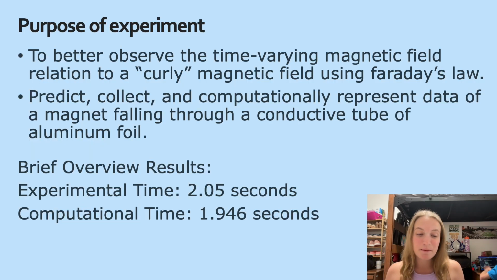So the purpose of this experiment is to observe the time-varying magnetic field in relation to a curly magnetic field using Faraday's Law, and to predict, collect, and computationally represent this data of a magnet falling through a conductive tube of aluminum foil. A brief overview of the results is that the experimental time for the magnet falling from the aluminum foil tube top is 2 seconds, and the computational time is about 1.9.